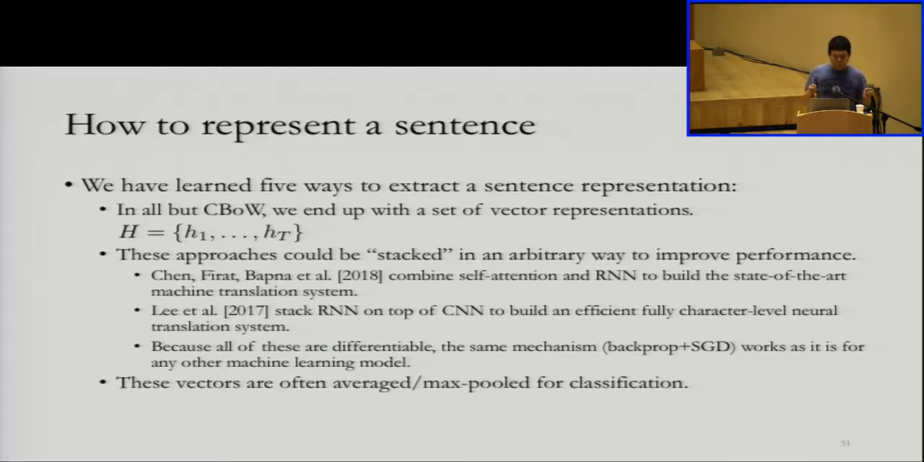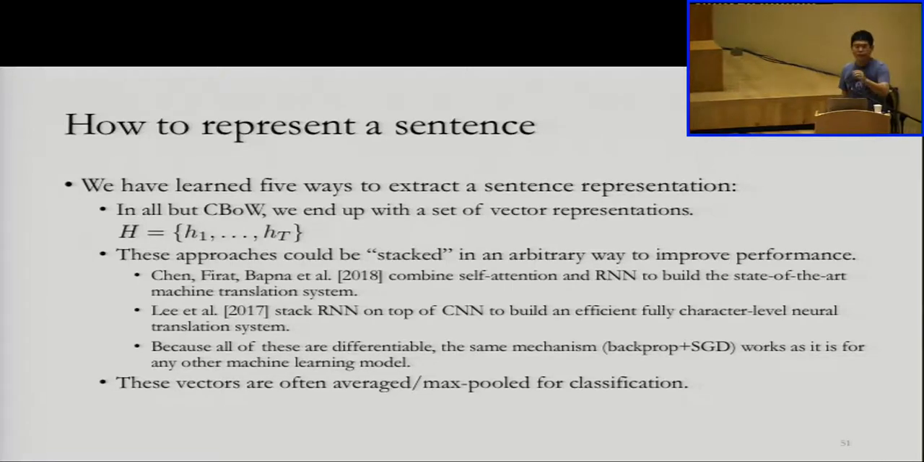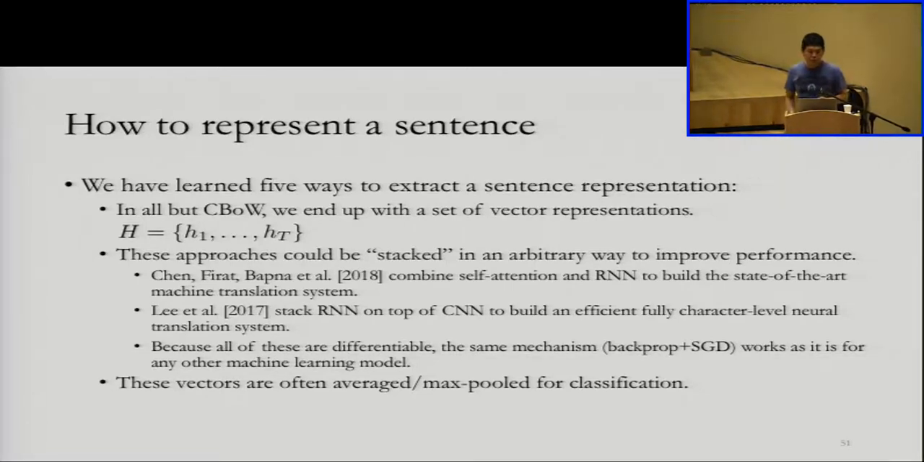And then recently, a lot of people have shown, for instance, this is a pretty recent paper from Google Translate showing that if you combine recurrent neural net together with the self-attention, then you can get the state-of-the-art neural translation system. And then the second work by my PhD student, Jason Lee, he showed that you can use the convolution first and then recurrent neural net. Then you can build a fully parallelizable neural machine translation system with a very high efficiency.